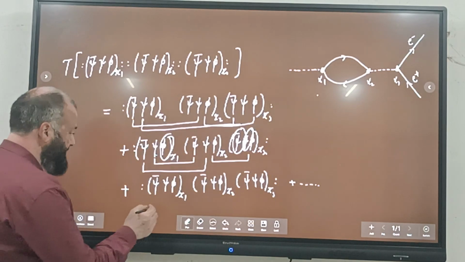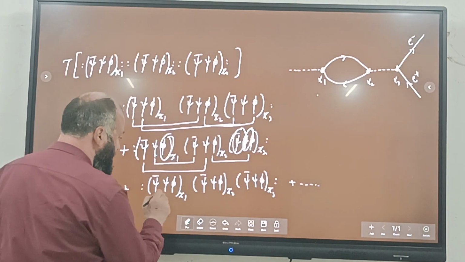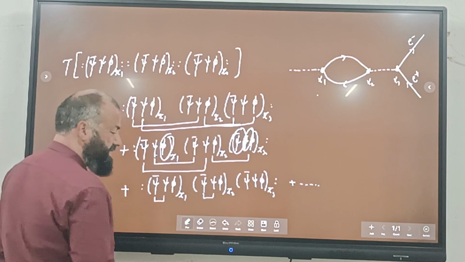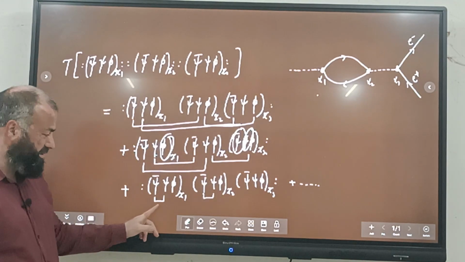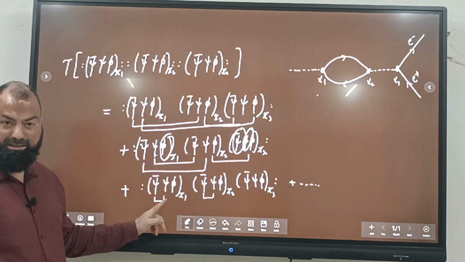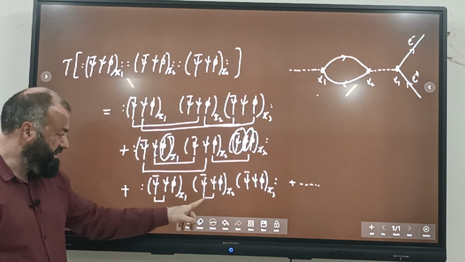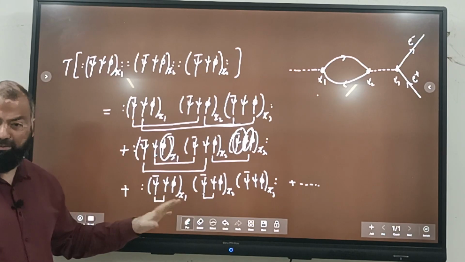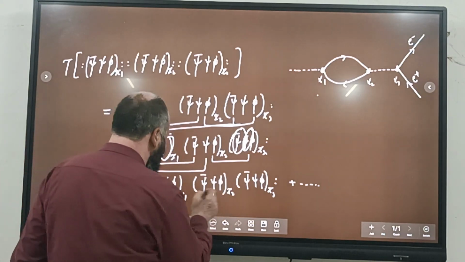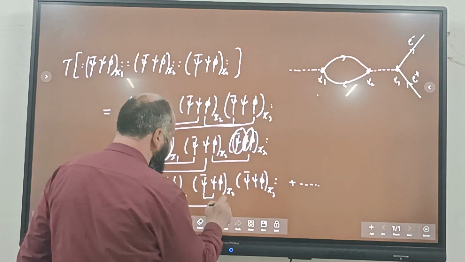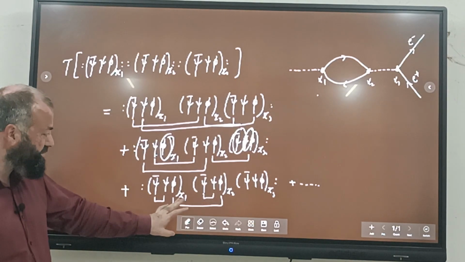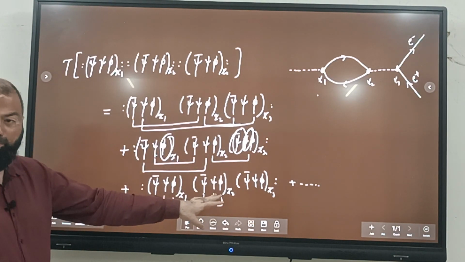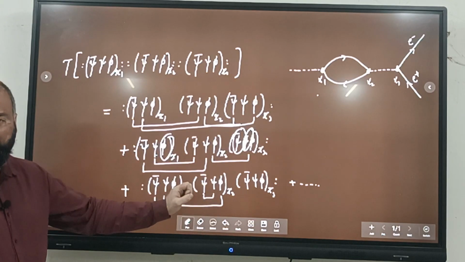I will take one contraction here. Let me contract these two fields, because I have to contract a psi with psi bar. So this is also a possibility. Now I have to contract the phi fields. So let's contract these two fields. That means at points x1 and x2 all the fields are contracted, but the fields at x3 are not contracted.